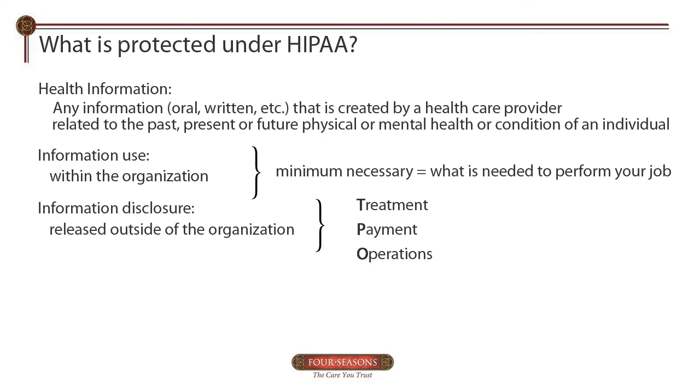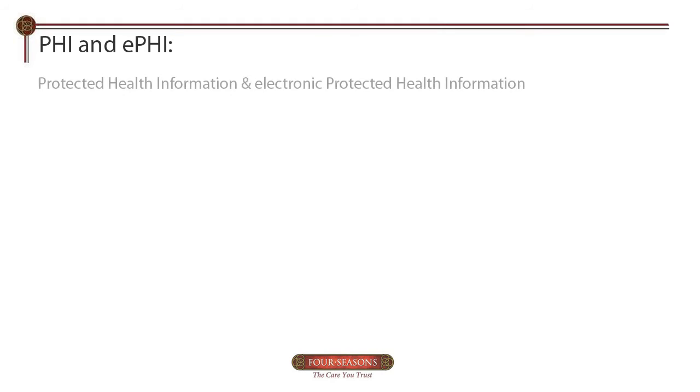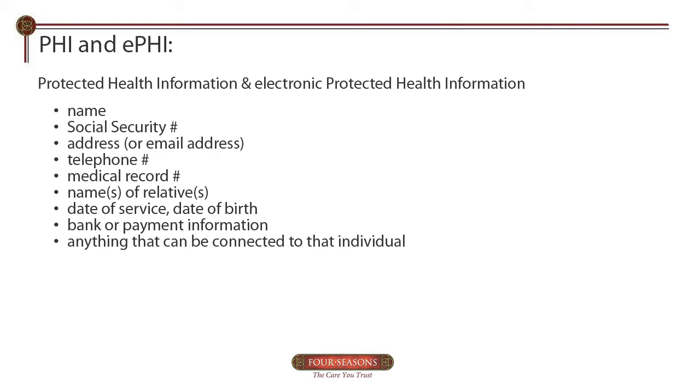And two other terms that we often use are PHI and ePHI, which is protected health information and electronic protected health information, meaning that it exists in digital form. Keep in mind that protected health information is anything that can be linked to a specific individual. So let's look at some examples. All sorts of information can be considered protected health information. Someone's name, social security number, address, telephone number, medical record number, the name of a relative, date of service, date of birth, payment information, or any other information that can be connected to that specific individual.